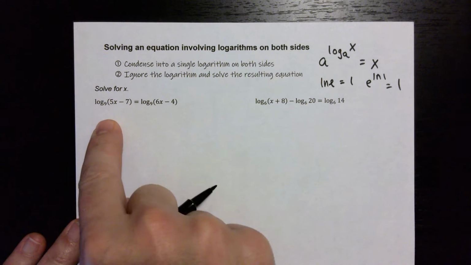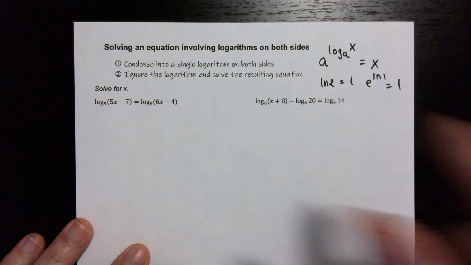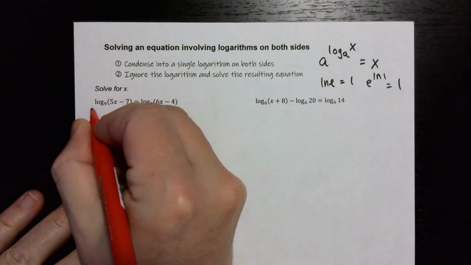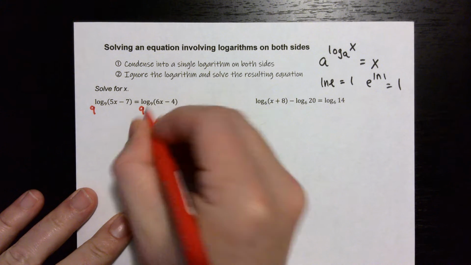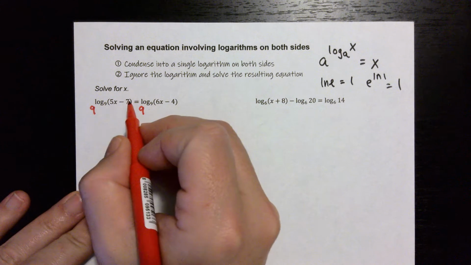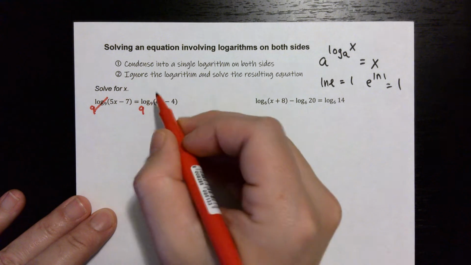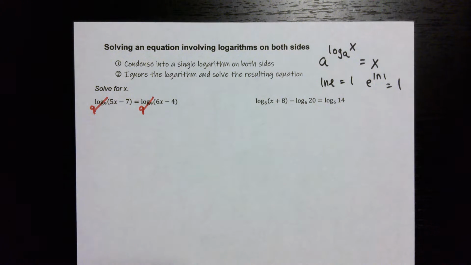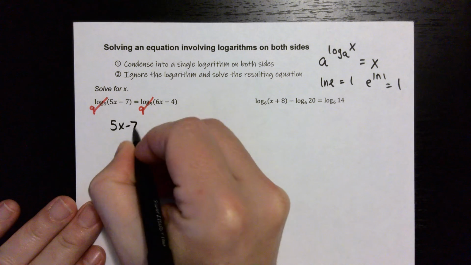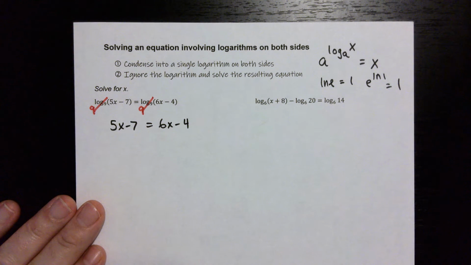So we look at this first example, and we have log base 9 of 5x minus 7 equals log base 9 of 6x minus 4. So what I can do is raise both sides and put a base of 9. So it'll be 9 to the power of log base 9 of this, and 9 to the power of log base 9 of this stuff. And when that happens, we can drop those logarithms completely off, it cancels with the 9, and you're left with 5x minus 7 equals 6x minus 4. And then we just solve for x.